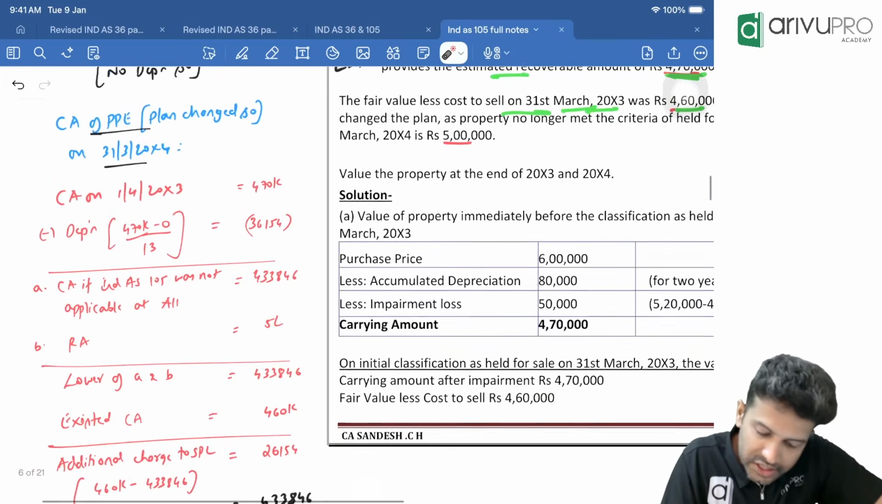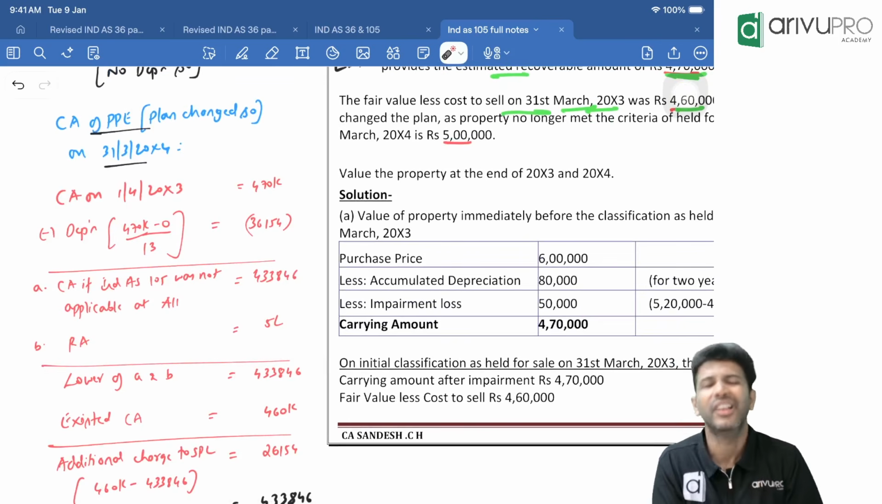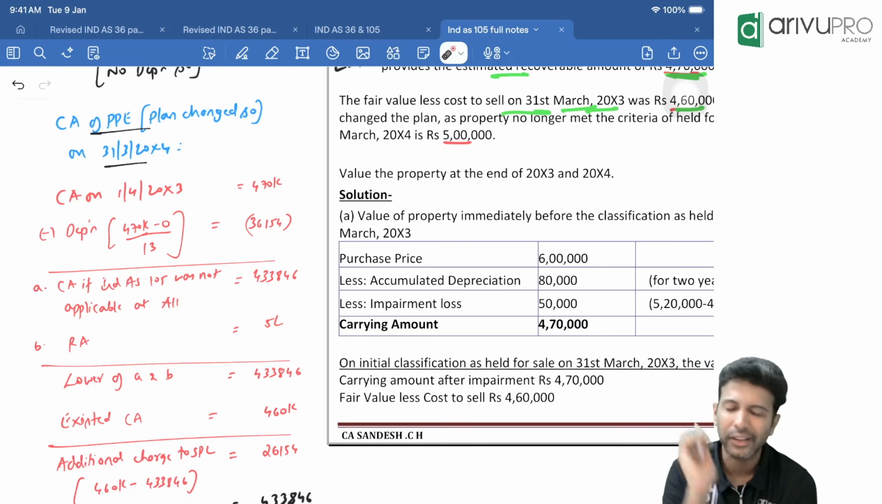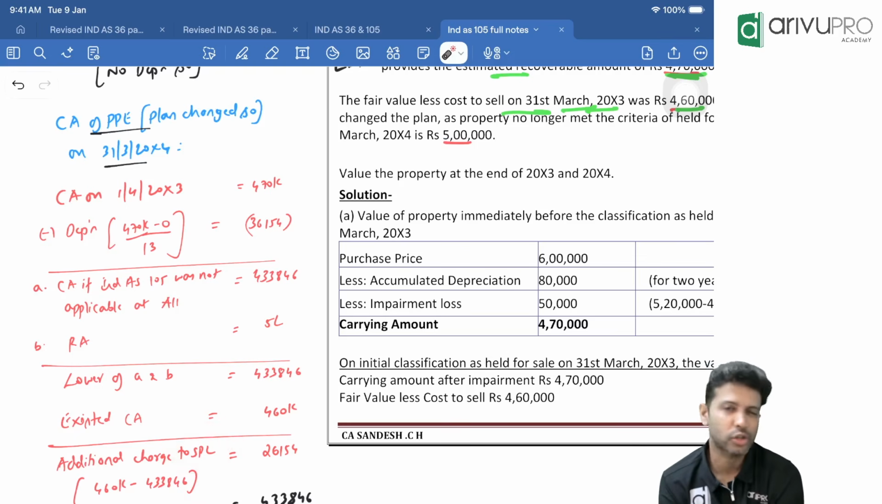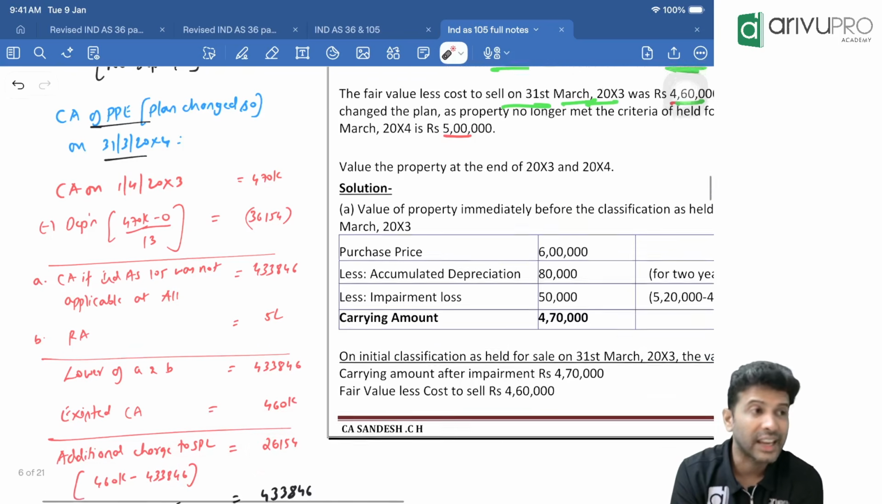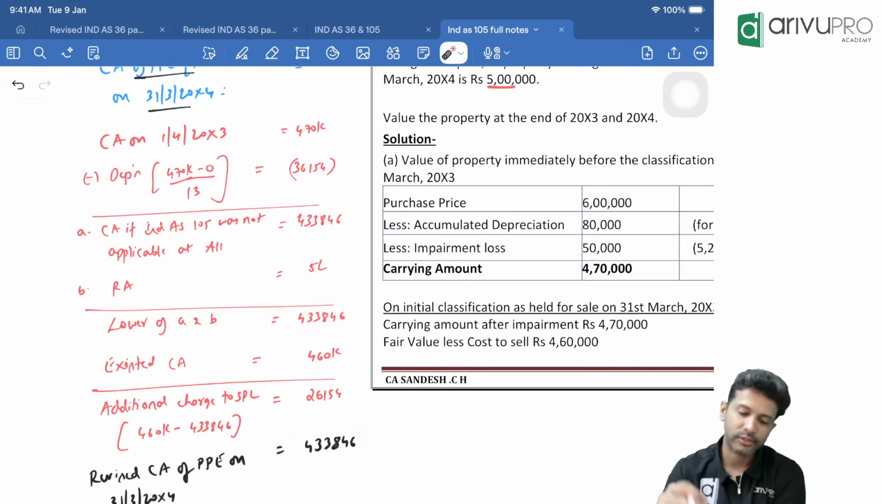From 460, if you have to make it 433,846, is it an increase or reduction? Reduction. How much is the difference of these two? 26,154. That difference you will book as an additional charge to SPL. You will book off that loss in SPL. That's all. And the revised carrying amount of PPE will become 433,846. That's all, this is done.